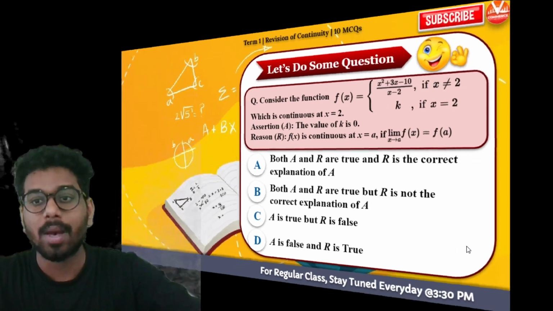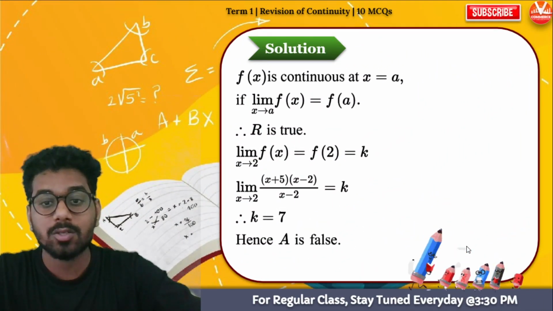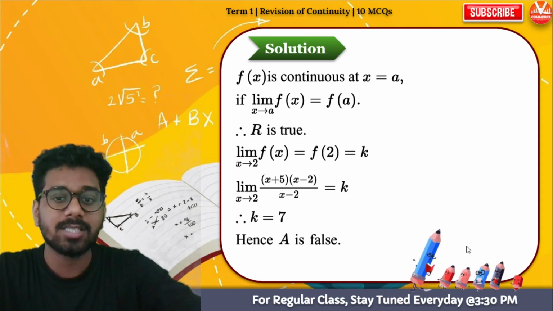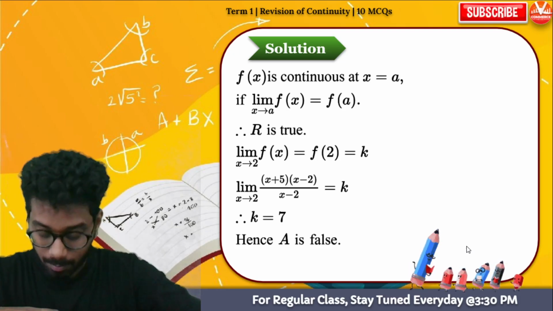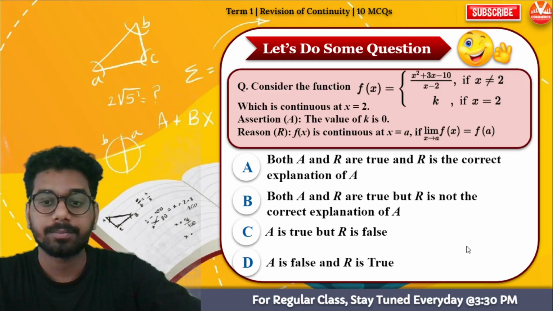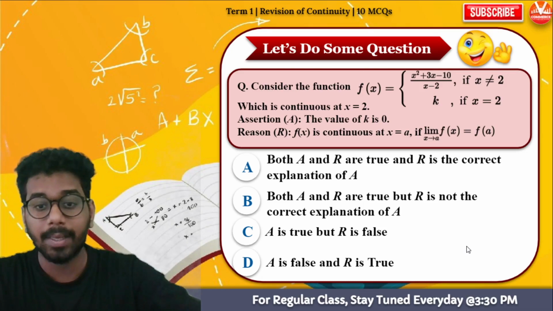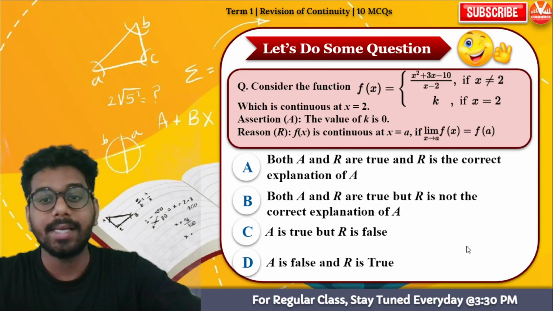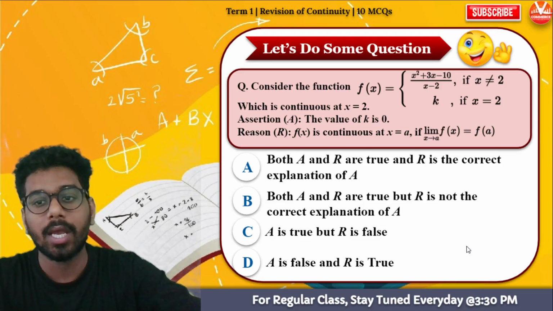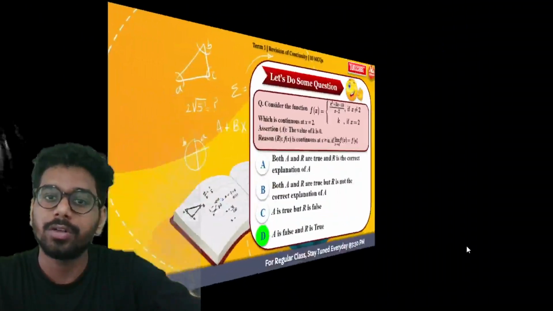So x square plus 3x minus 10, if you factorize it, will come to (x plus 5)(x minus 2) upon x minus 2. Cancel, cancel, x plus 5. Now x plus 5 when x tends to 2 is 7. So k must be equal to 7, because at x equal to 2 it's k. So k equals 7. So in option A, the assertion is wrong. If the assertion is wrong, that means option number D is correct, and you will see the reason. f(x) is continuous at x equal to a if the limit exists and is equal to f(a). LHL equal to RHL equal to f(a). Basic condition.